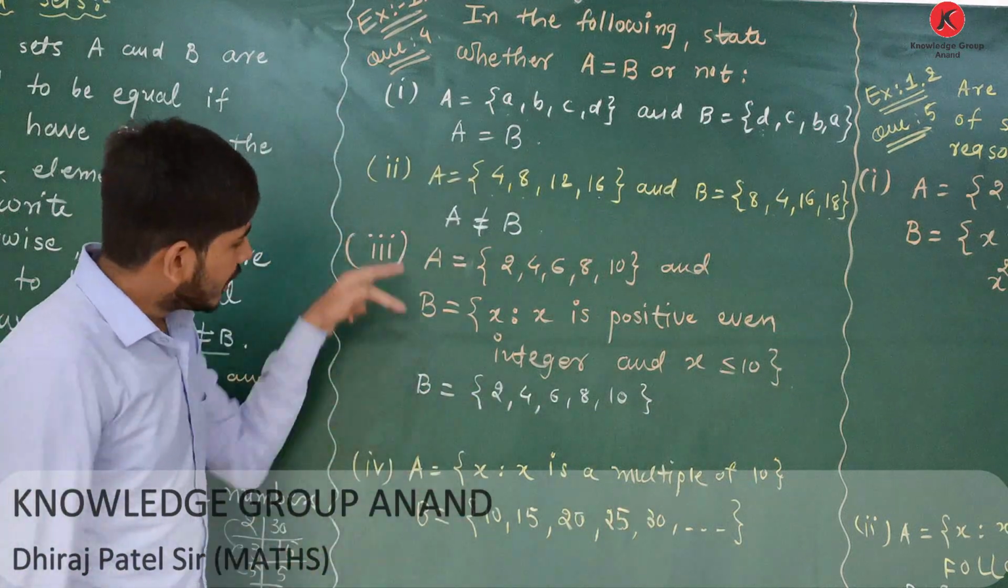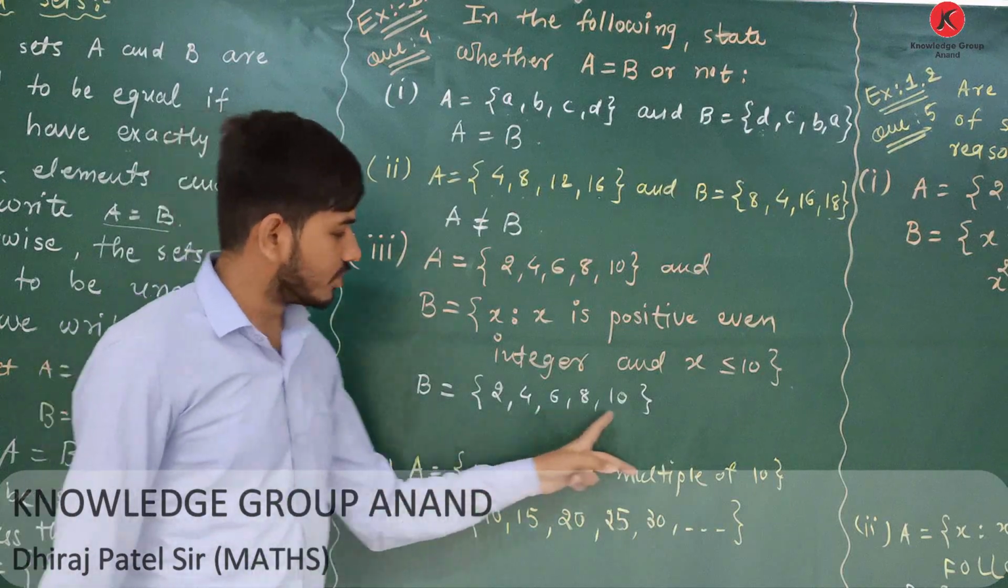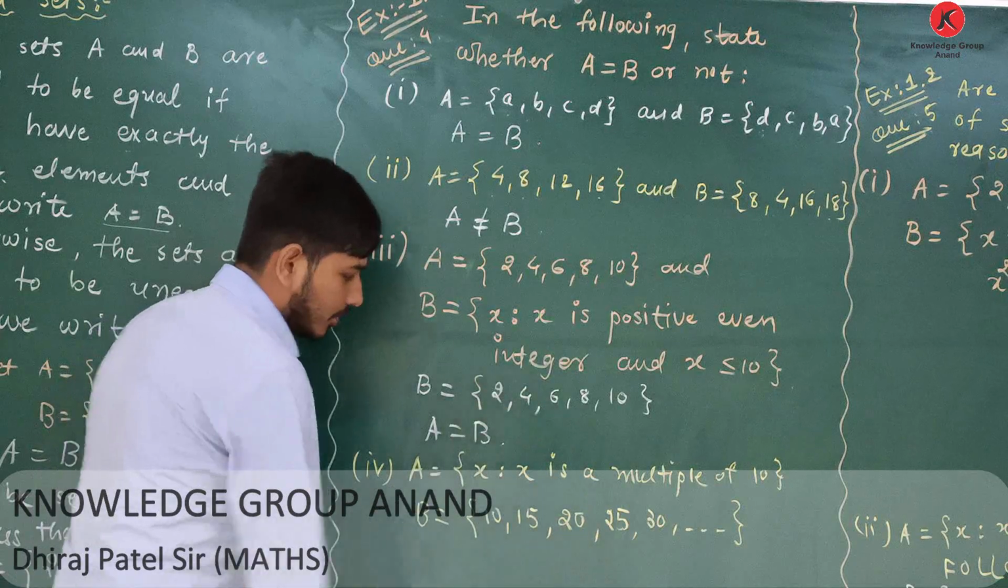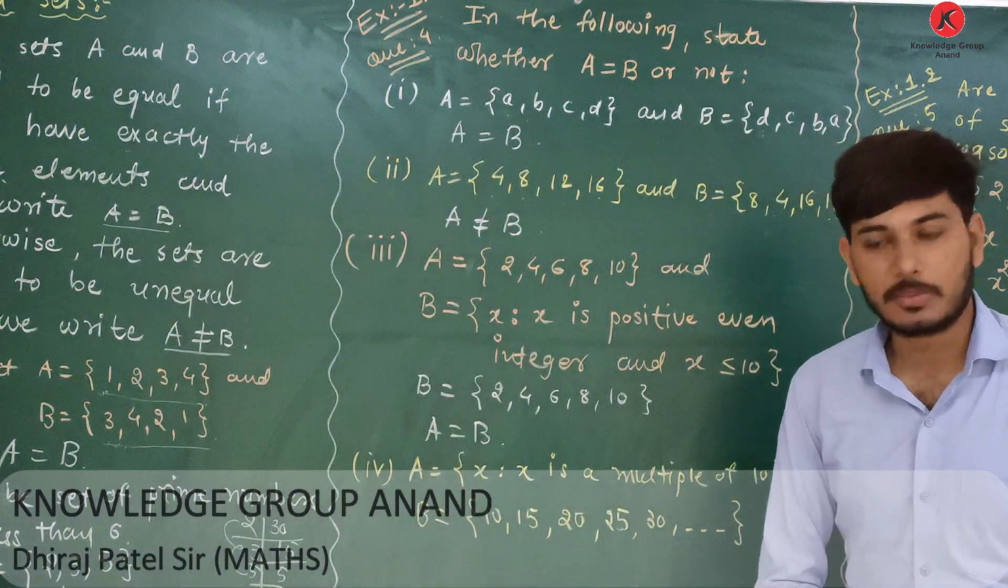Now see here, elements of A: 2, 4, 6, 8, 10. Elements of B: 2, 4, 6, 8, 10. Therefore, it is clear that all elements of A and B are exactly the same. Therefore, A equals B.